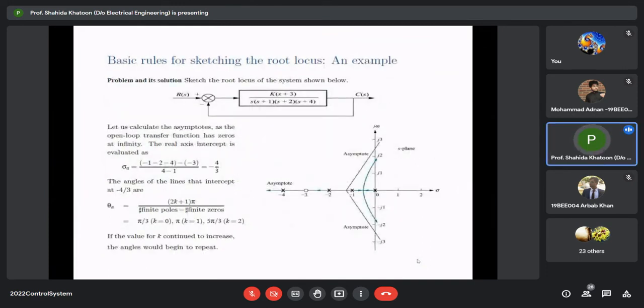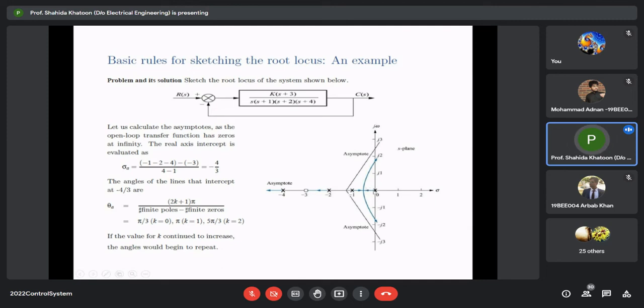So let us take one numerical problem: sketch the root locus for the system shown below. It is basically K into (s plus 3) upon s into (s plus 1) into (s plus 2) into (s plus 4). So let us calculate the asymptotes, as the open loop transfer function has zeros at infinity. First step is to find out the pole-zero location of the system. You have a zero at s equal to minus 3, so you denote it by a small circle on the real axis at minus 3.